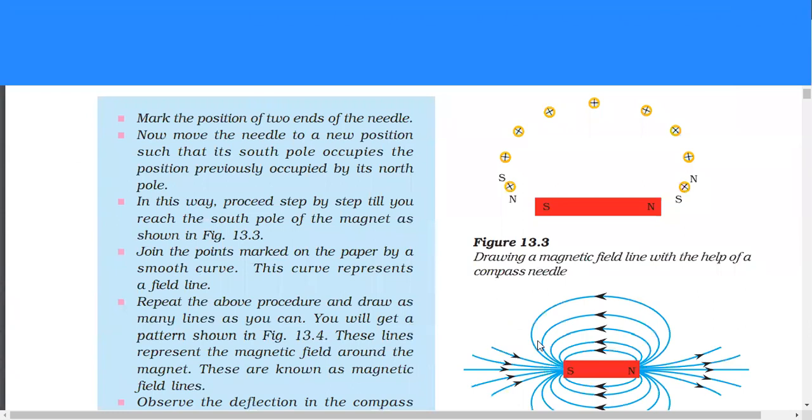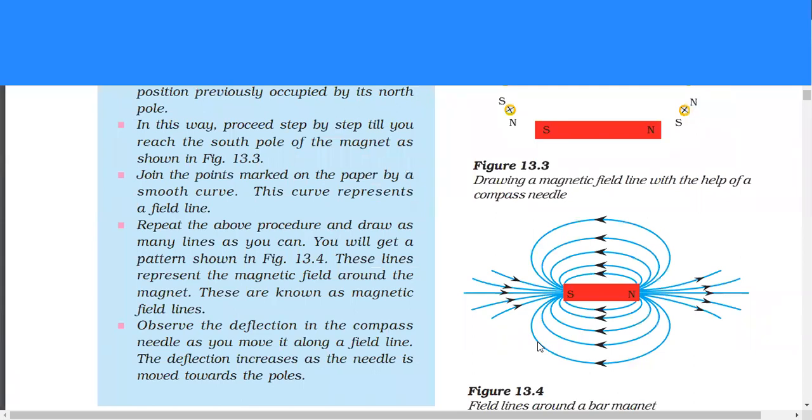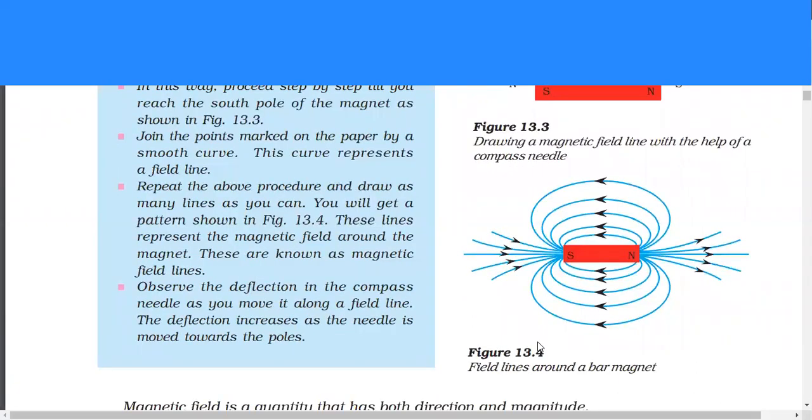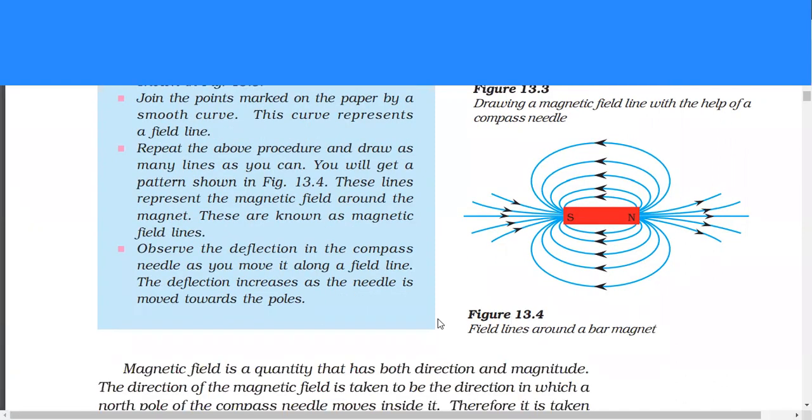Now move the needle to a new position such that its south pole occupies the position previously occupied by its north pole. In this way, proceed step by step till you reach the south pole of the magnet as shown in figure 13.3. Join the points marked on the paper by a smooth curve. This curve represents a field line. Repeat the above procedure and draw as many lines as you can. You will get a pattern shown in figure 13.4. These lines represent the magnetic field around the magnet. These are known as magnetic field lines.